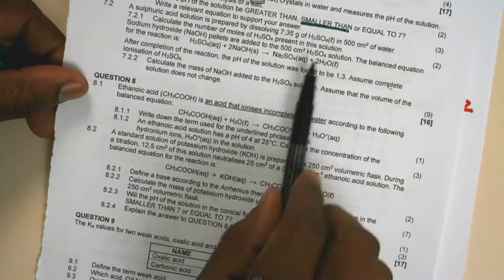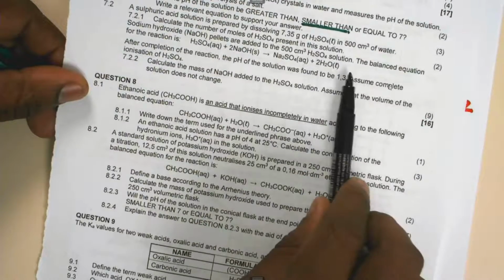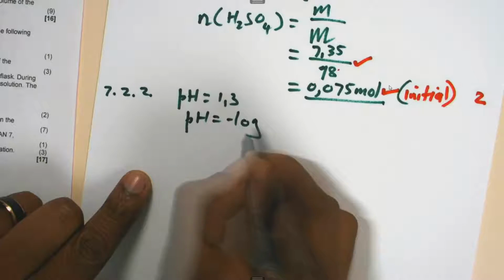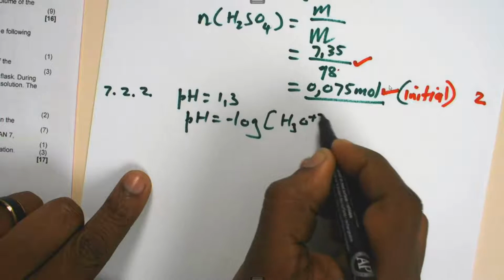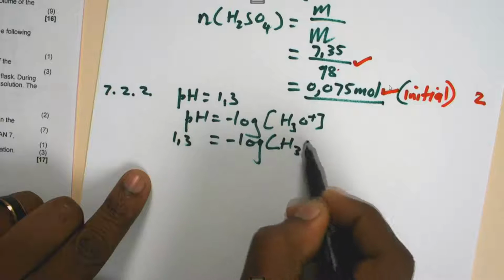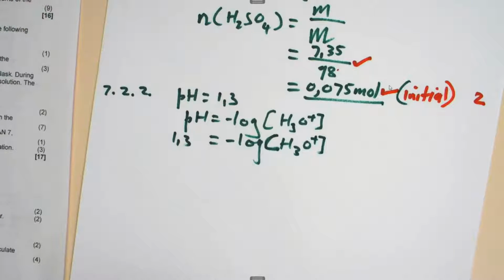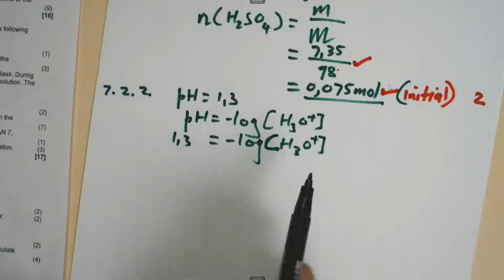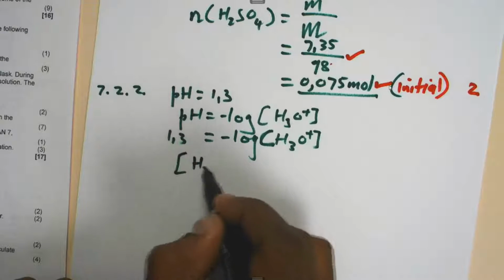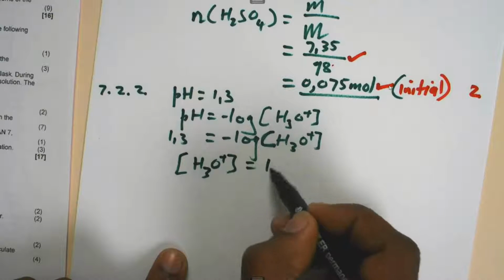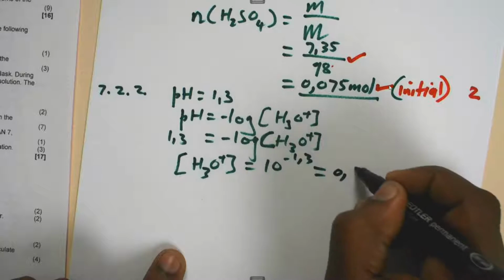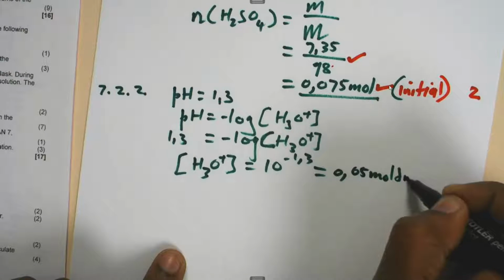So the best way is, what relationship do I have, or any information that I have of pH? So the very first thing we'll say, the pH is equal to minus the log of the concentration of H3O+. So it will be 1.3 equals minus the log of the concentration of H3O+. So with this, I can calculate the concentration of H3O+. Taking the antilog, the concentration of H3O+ will be just 10 to the power minus 1.3, which will be equal to something like 0.05 mole per decimeter cubed.